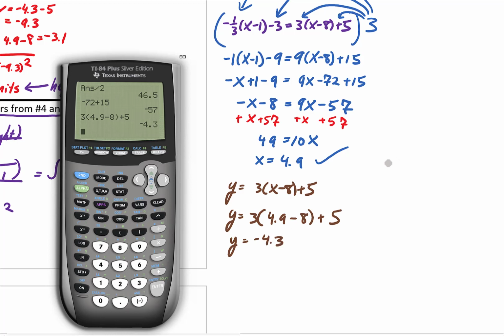So the coordinates of the intersection point are exactly what we had when we let the calculator do the work.